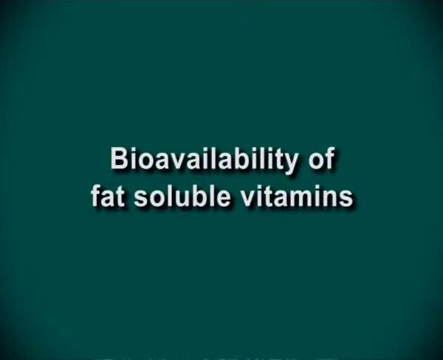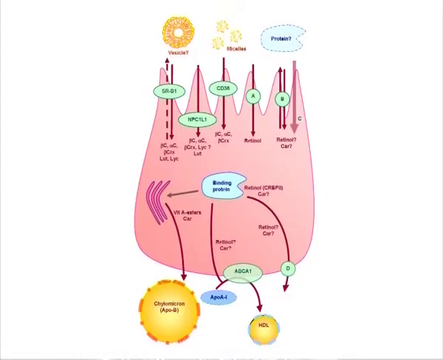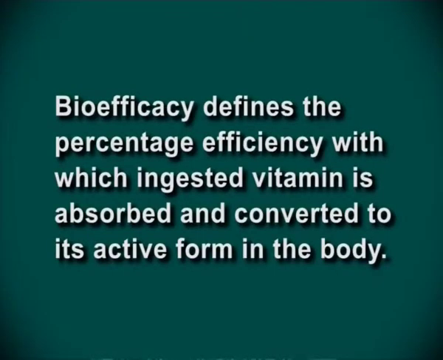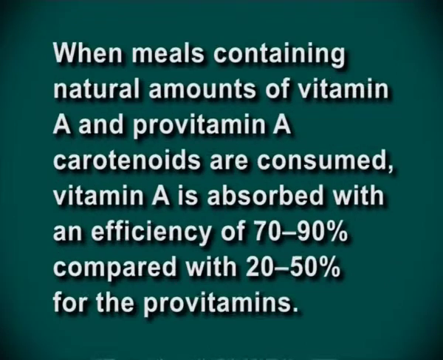Bioavailability of fat soluble vitamins. Bioaccessibility is defined as the fraction of vitamin transferred during digestion from the food matrix to mixed micelles and thus made accessible for absorption, whereas bioefficacy defines the percentage efficiency with which ingested vitamin is absorbed and converted to its active form in the body. When meals containing natural amounts of vitamin A and provitamin A carotenoids are consumed, vitamin A is absorbed with an efficiency of 70 to 90% compared to 20 to 50% of the provitamins.